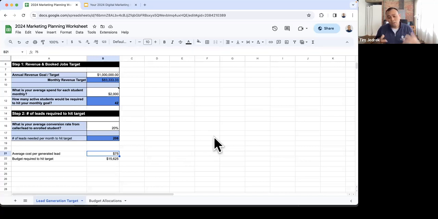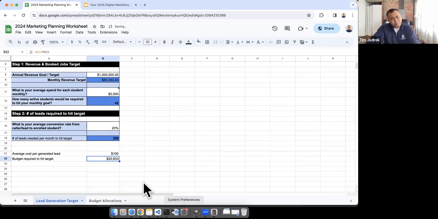Now, with more urban metropolitan areas, for example, we have a school in Miami, their cost per lead is almost $80, I think, $80 to $100. It depends on the area. Say we're marketing in New York, that number is going to be very similar, around that $100 mark. So let's say it's $100 per lead. Well, to get those 200 leads per month to reach this target, that really comes down to about $20,000 if it costs that much per lead.